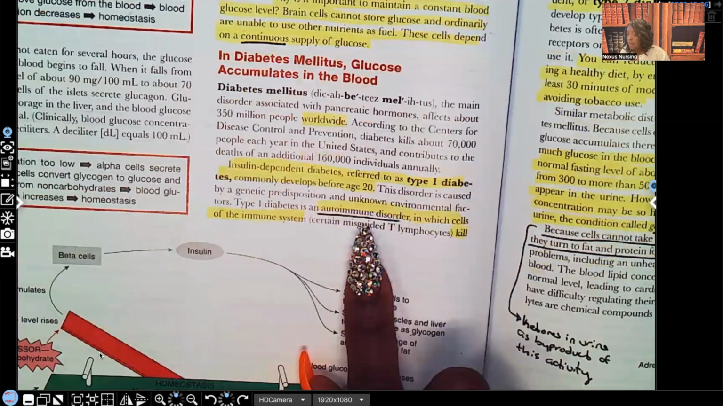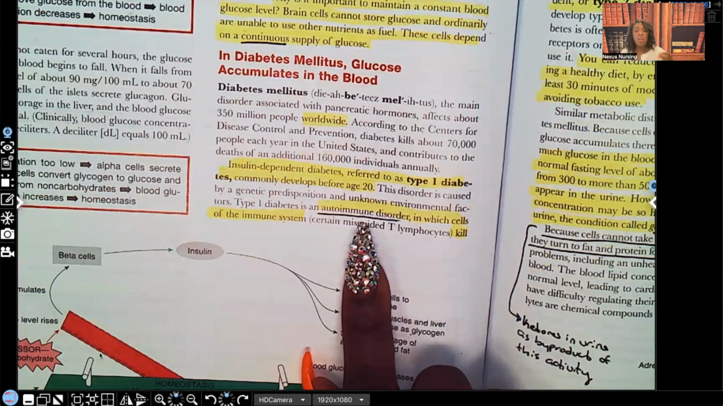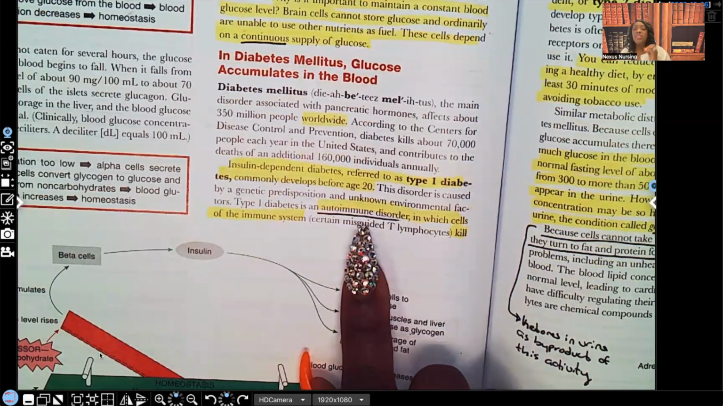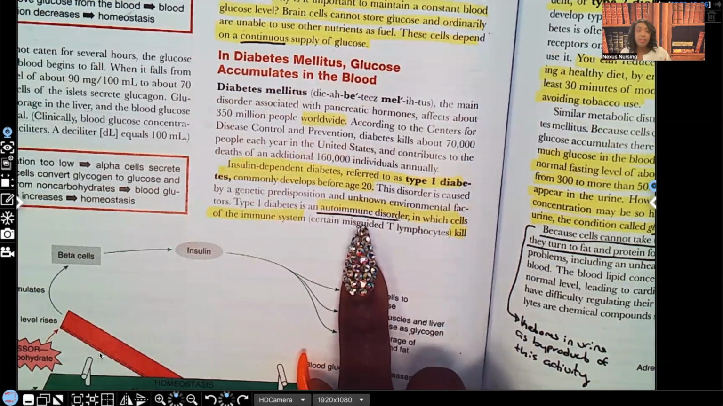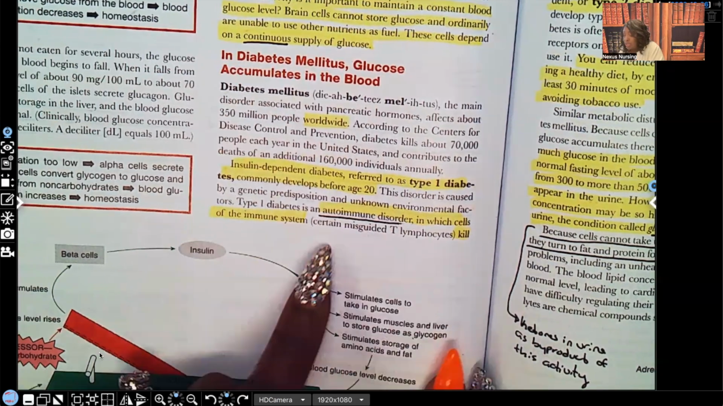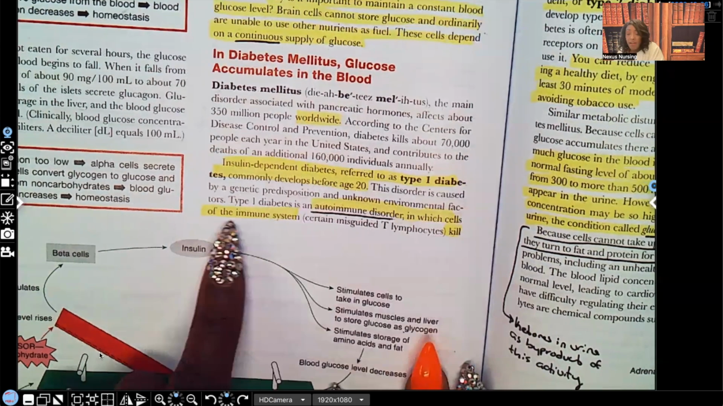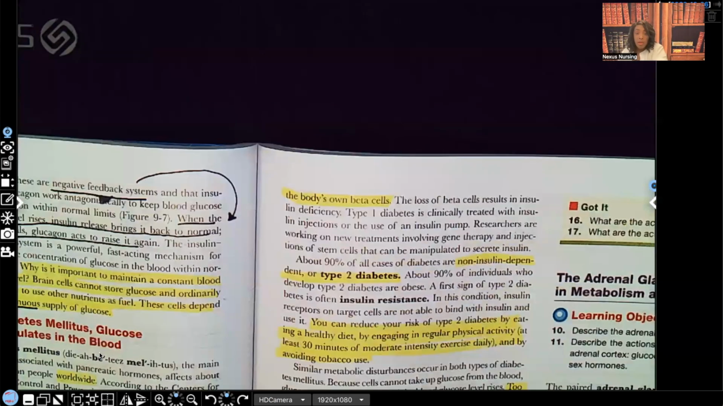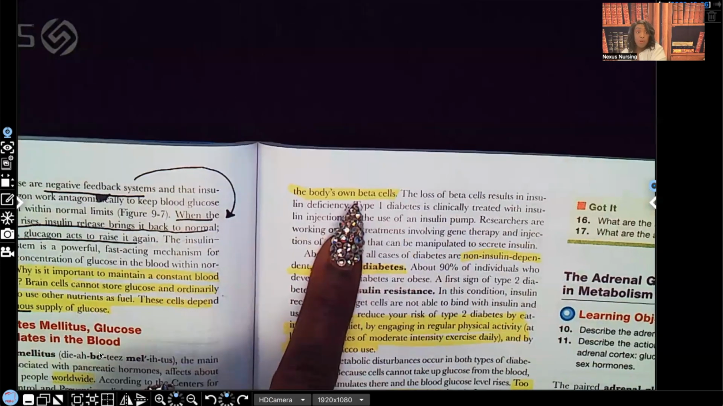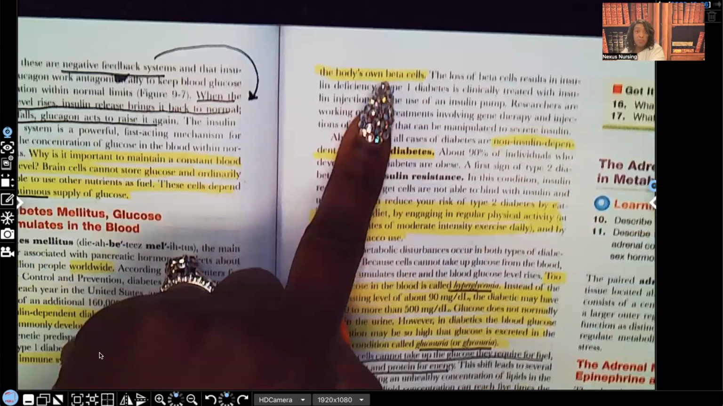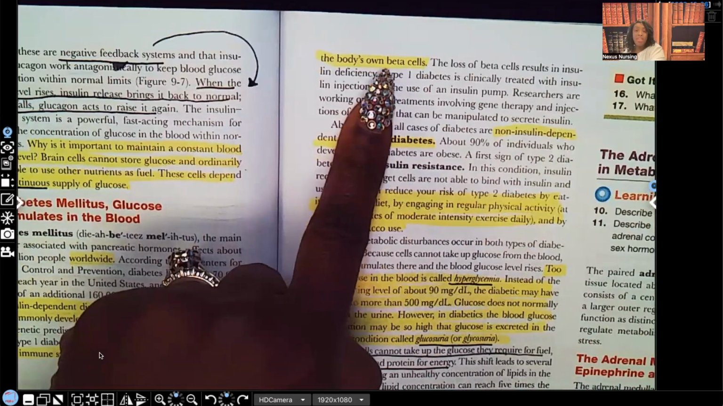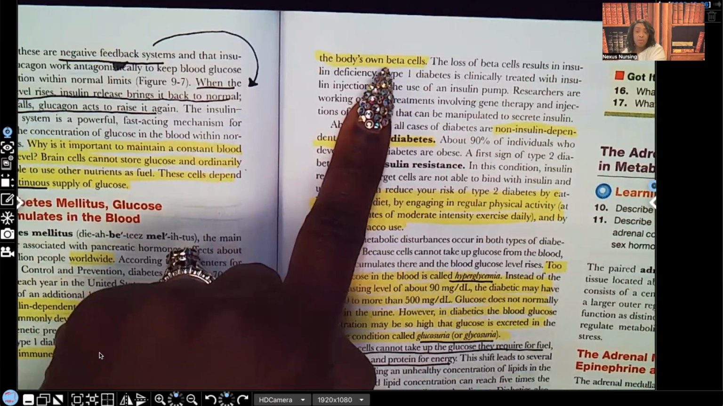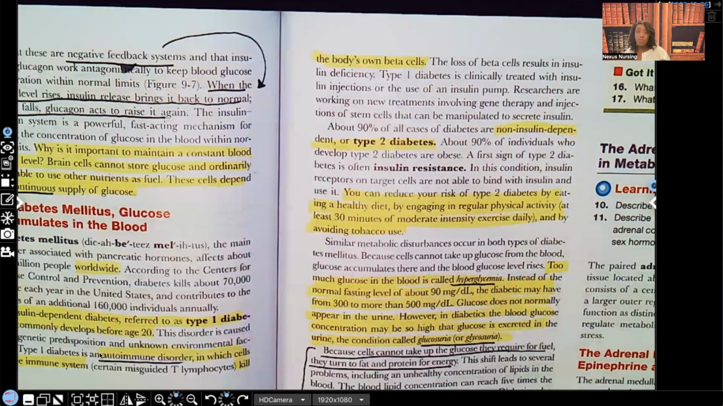Something else you guys need to know about type 1 diabetes, this is an autoimmune disorder. Whenever you see autoimmune, I want you to think of the body attacking itself. The body is what's causing the disorder that the person has. So type 1 is an autoimmune disorder. Look at this, in which cells of the immune system, that person's own immune system, kills their own beta cells. And remember, the beta cell, that's what's responsible for the insulin. So if they're not making any insulin, they have to get an exogenous source to live, right? So that's your type 1.